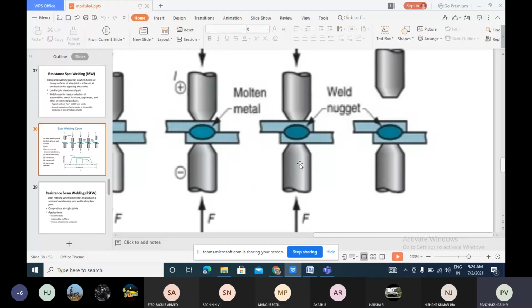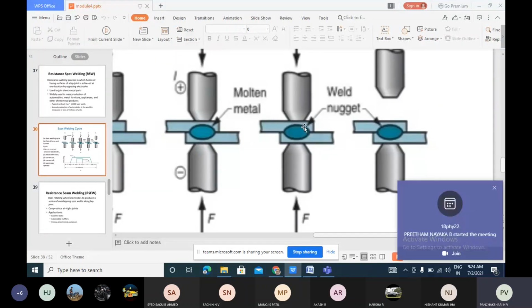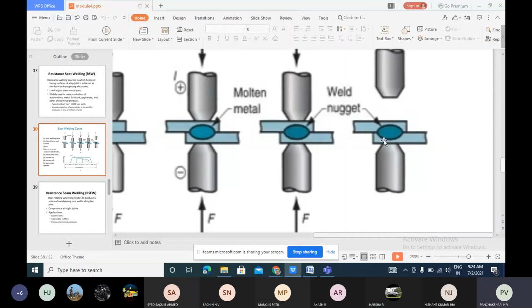Then next, what is happening? You can see that after this process is over, power is withdrawn. There is no electric power supply, but still the force is applied. Then afterwards, in the fifth stage, the electrode is withdrawn, so the force is also withdrawn. After withdrawing that, you can see the joint is produced here. This is a permanent joint produced between the two metal parts. So this is how spot welding is carried out. It is a type of resistance welding.